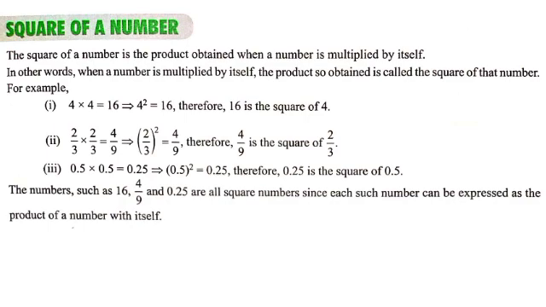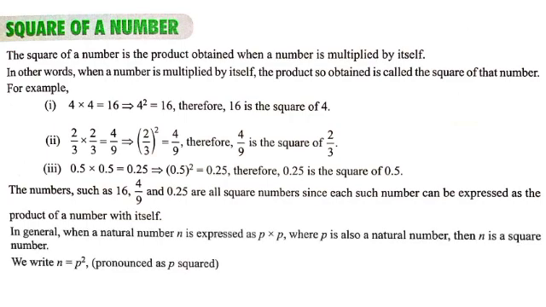The numbers such as 16, 49 and 0.25 are all square numbers, since each such number can be expressed as the product of a number with itself. In general, when a natural number n is expressed as p into p, where p is also a rational number, then n is a square number. We write n is equal to p square, pronounced as p squared.